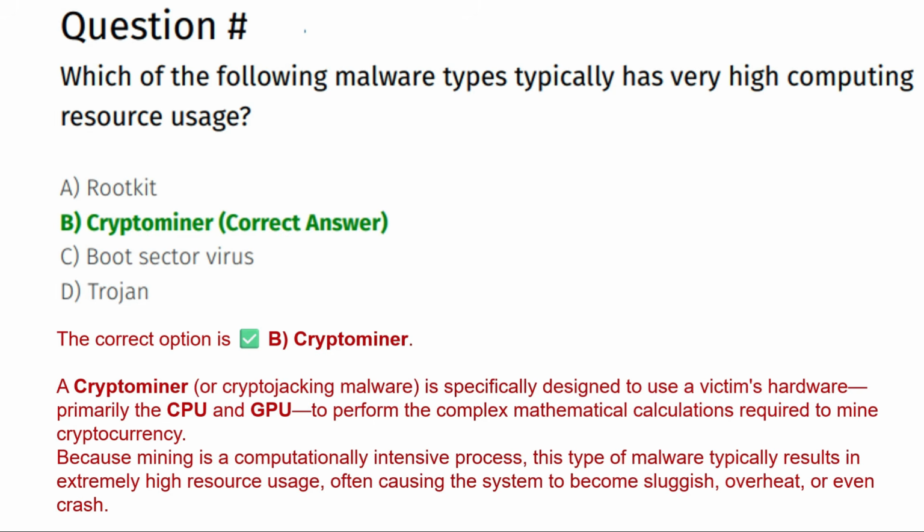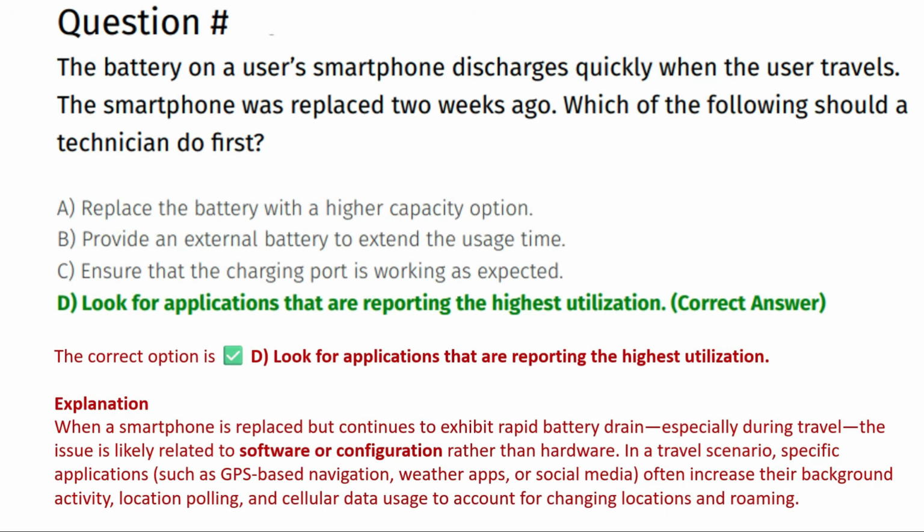A cryptominer or cryptojacking malware is specifically designed to use a victim's hardware, primarily the CPU and GPU, to perform the complex mathematical calculations required to mine cryptocurrency. Because mining is a computationally intensive process, this type of malware typically results in extremely high resource usage, often causing the system to become sluggish, overheat, or even crash. So that's why the correct answer for this question is option B, cryptominer. So let's move to the next question. The next question is, the battery on a user's smartphone discharges quickly when the user travels.